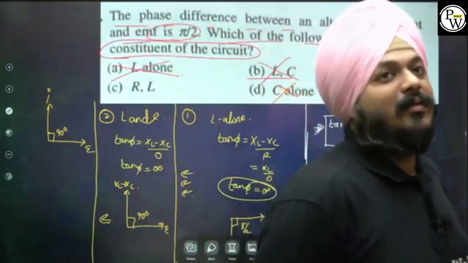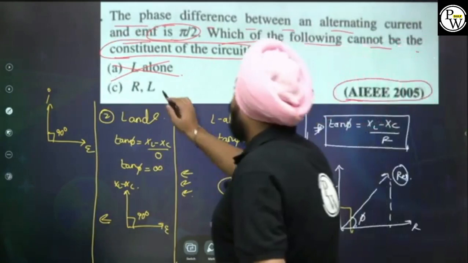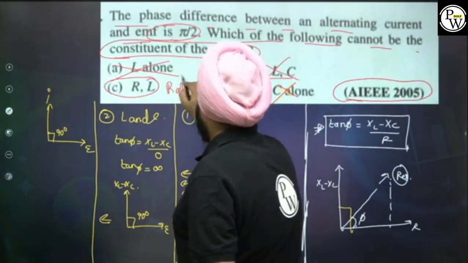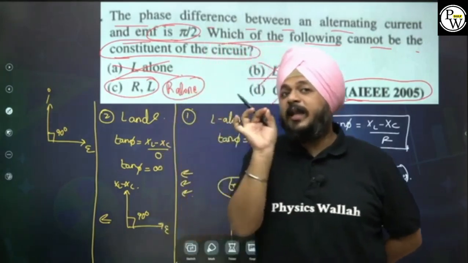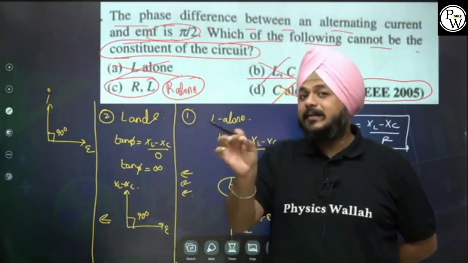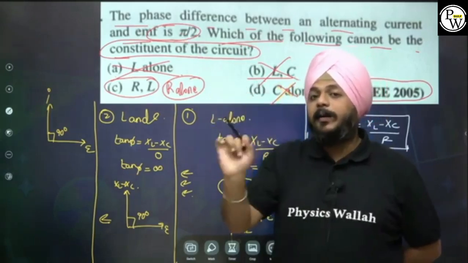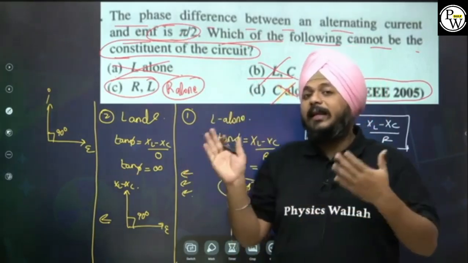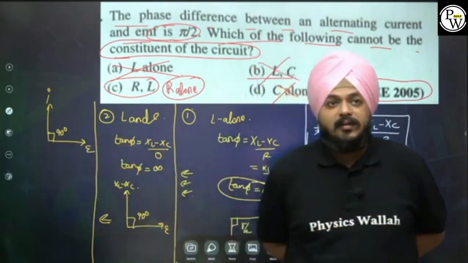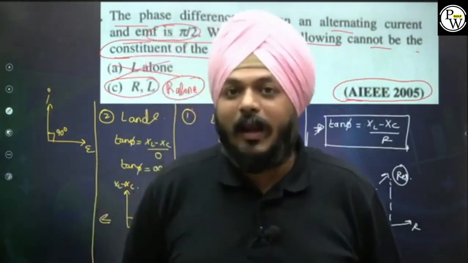Where there is an R, things are going to get weird. Actually, here the option should be R alone. R alone is the most accurate answer through which we can create a circuit in which the phase difference between the EMF and the current can't be pi by 2, because if the circuit only contains R, the V and I are always overlapping each other.